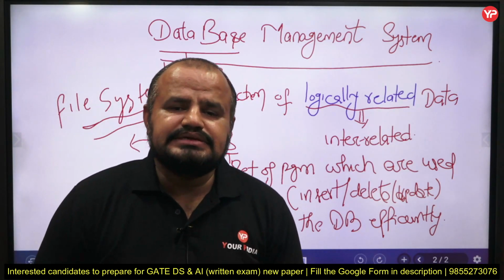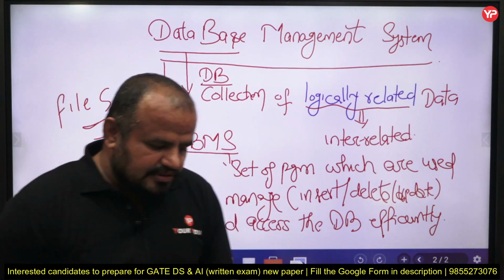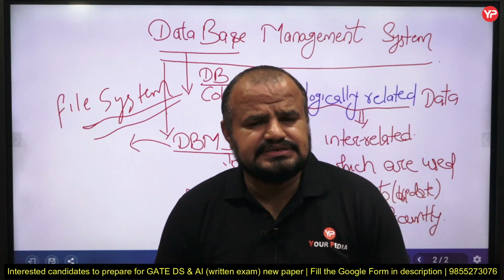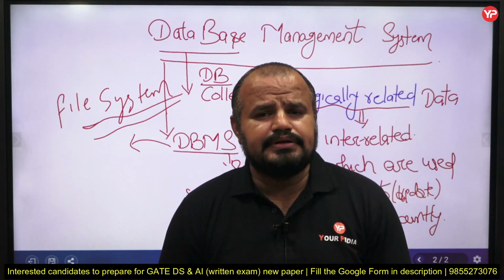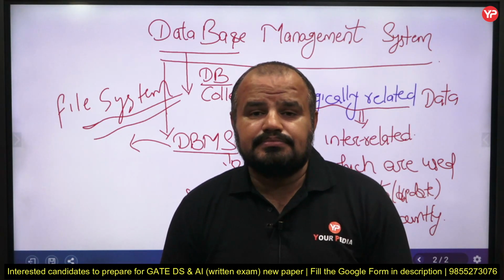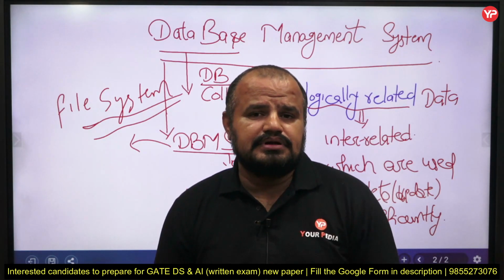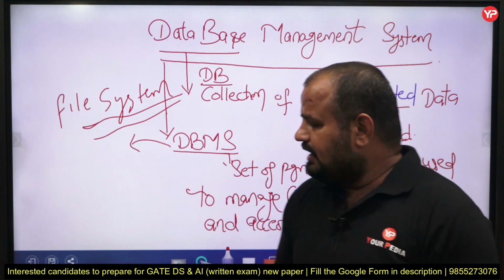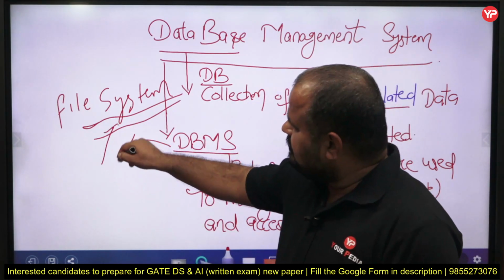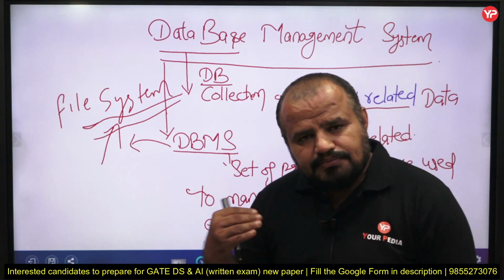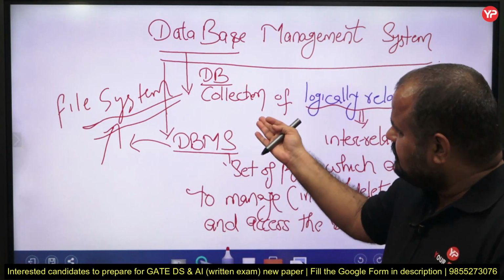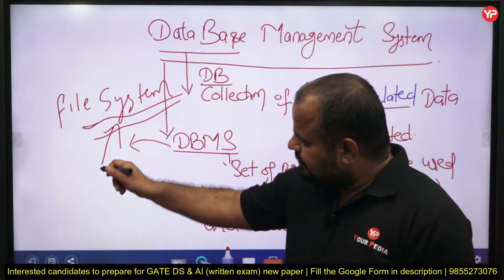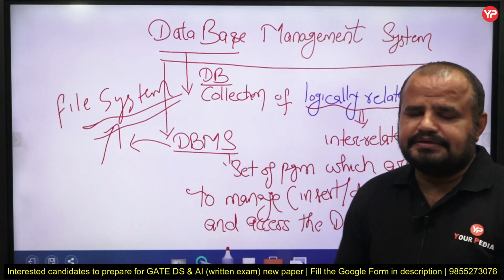But what happened? It has some problems. So what are the problems? We have IO cost problems, indexing problems, concurrency problems, security problems, and data detail hiding problems. Fine, my dear students. So we have some problems with the file system, and to remove those problems we came up with a new concept called database management system. What those problems are, we are going to discuss in our upcoming lectures.